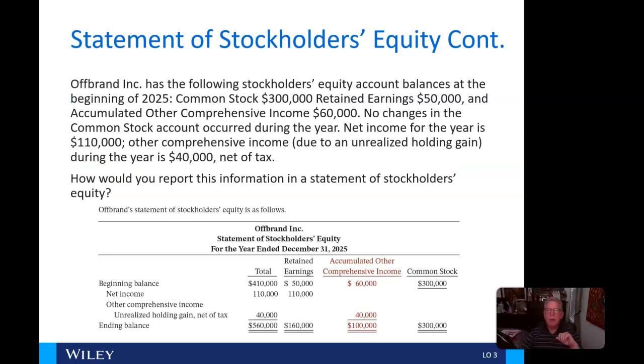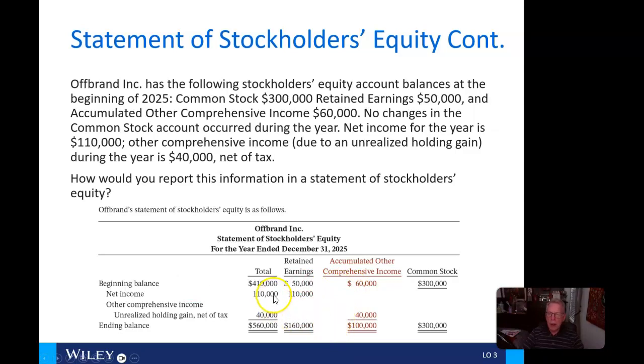Okay, so here's an example. Off-brand has the following stockholders' equity account balances at the beginning in 2025. It's got common stock, it's got retained earnings, it's got accumulated other comprehensive income of 60 grand. No changes in common stock during the year, and net income is 110,000. Other comprehensive income due to an unrealized holding gain during the year is 40,000 net of tax. So how would you report that?